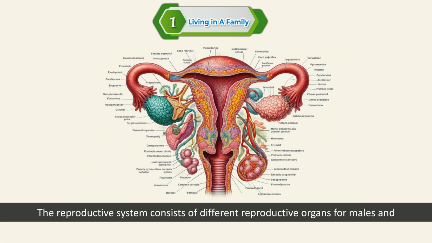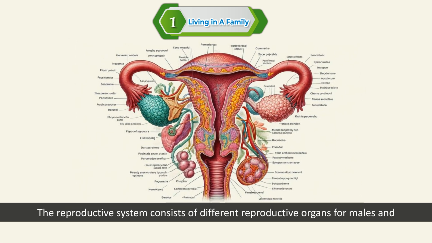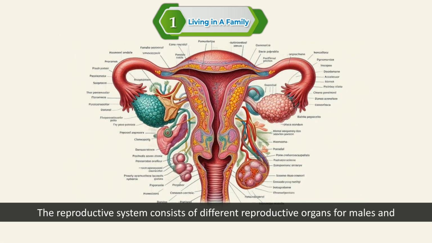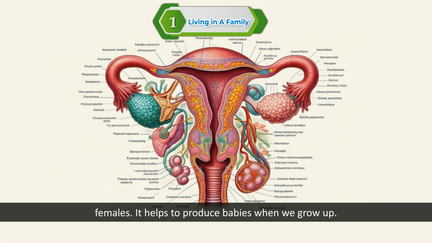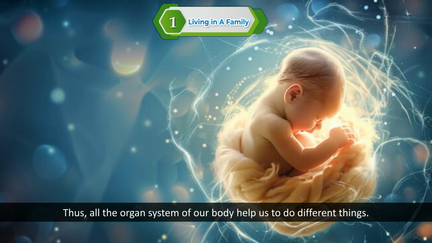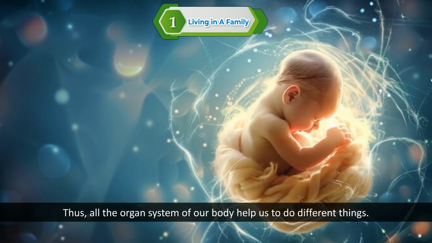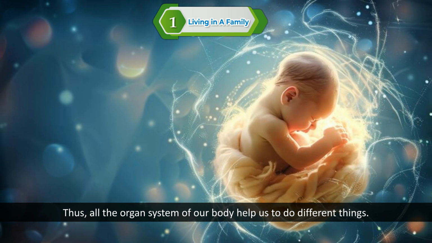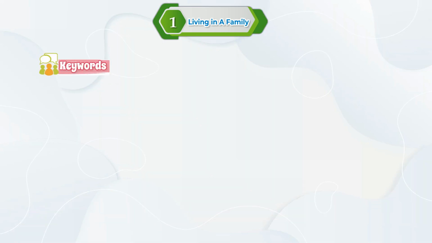Reproductive system. The reproductive system consists of different reproductive organs for males and females. It helps to produce babies when we grow up. Thus, all the organ systems of our body help us to do different things.